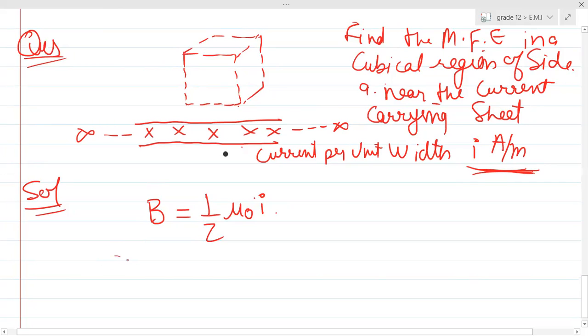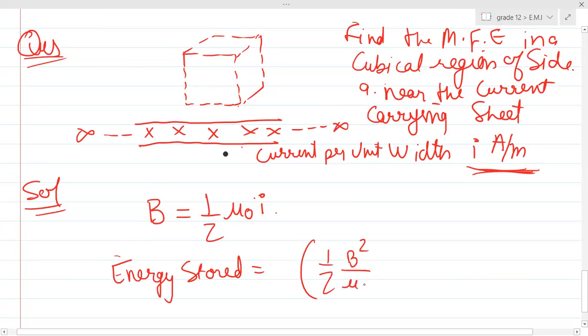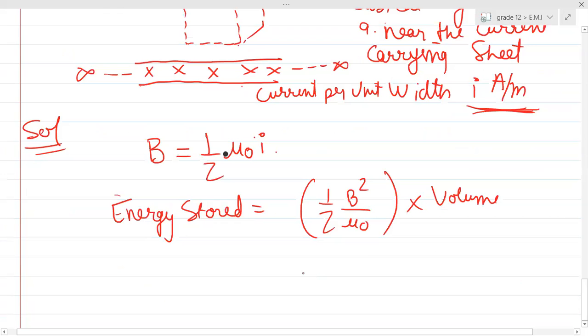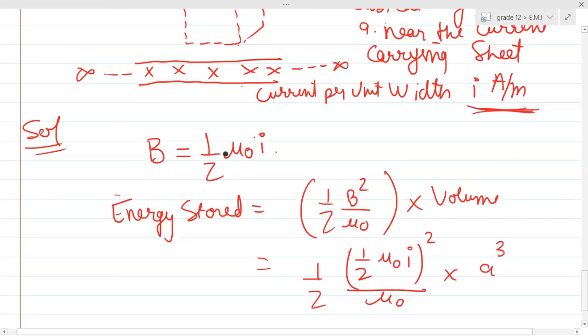So the electric field energy stored will be basically again equals to what? Energy field density, half B square by mu naught, multiplied by the volume. So it will be half B square will be 1 by 2 mu naught into I square by mu naught into volume will be a cube.